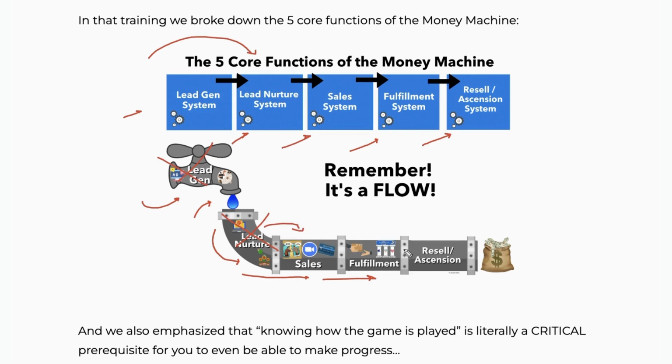So really, having all of these 5 core functions in sync is very critical. And knowing how to play the game using numbers, using data, using KPIs is the prerequisite for you to be able to make progress and get to that next level.